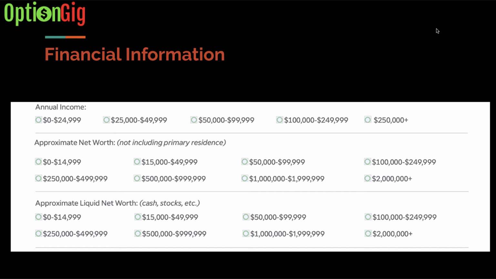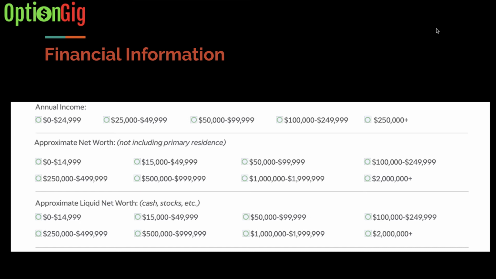What's your approximate net worth? And liquid net worth means that can be easily converted into cash. It could be like stocks or CDs in the bank, etc. Now, banks want to know this information, not that they want to report and match it with IRS. No, that's not their objective.